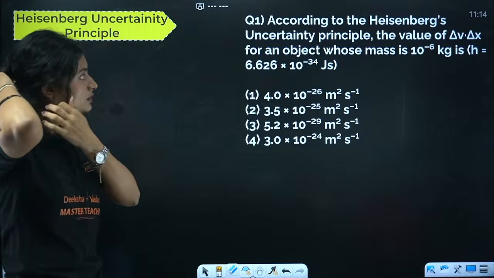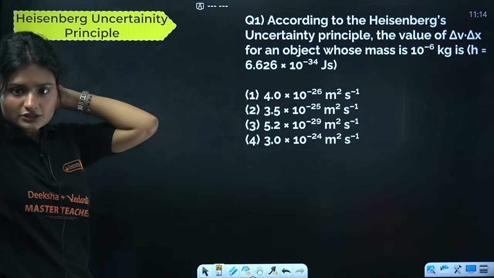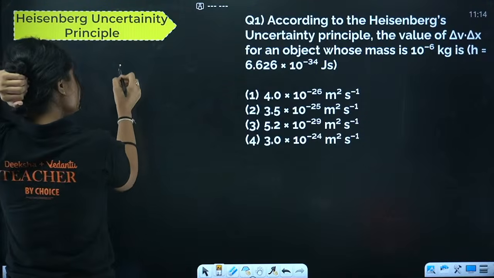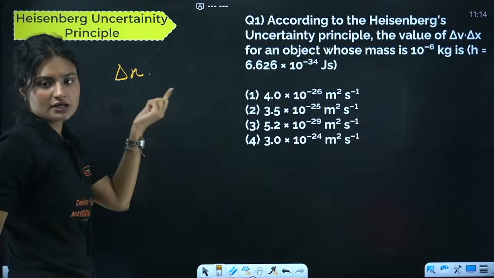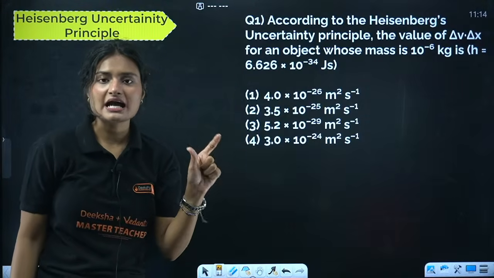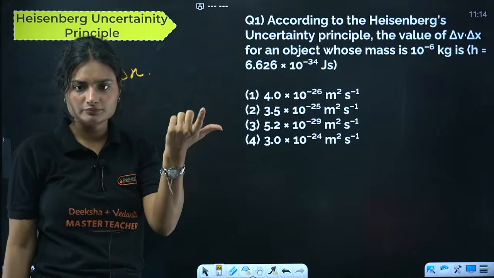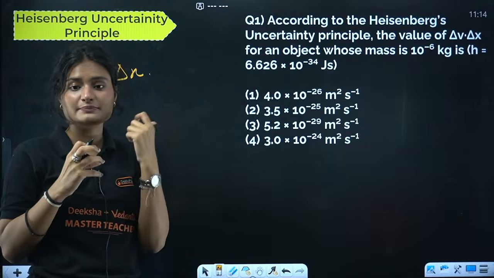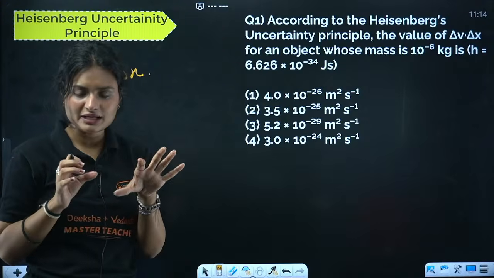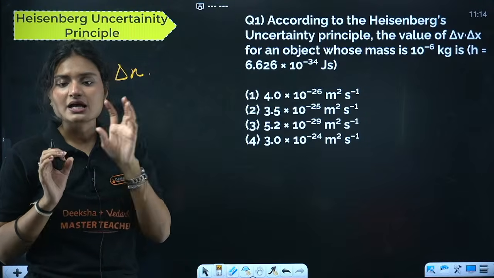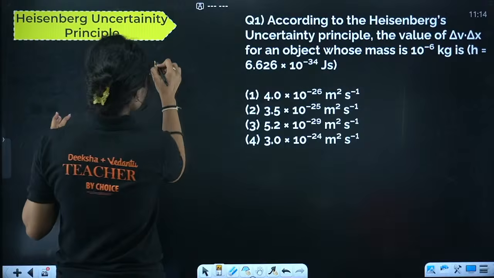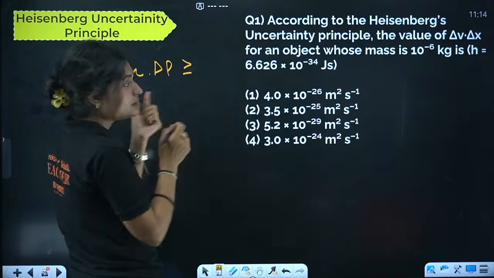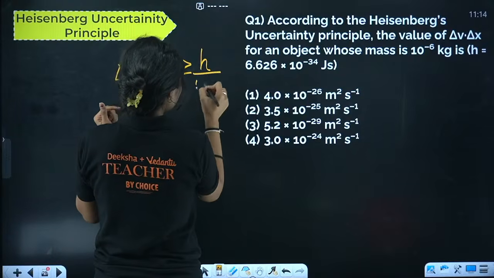mass is given. Here one thing you should be clear about: according to Heisenberg uncertainty principle, you can't determine the position and the momentum at the same time. For a very small particle, there will be some uncertainty to it. And what is that uncertainty? That should be greater than or equal to h by 4 pi.